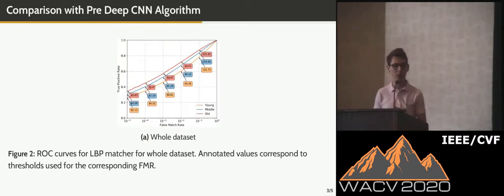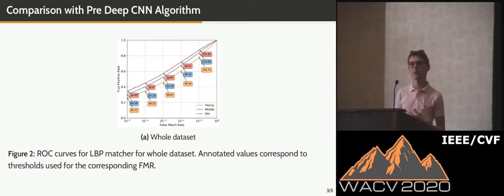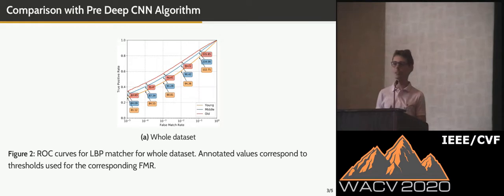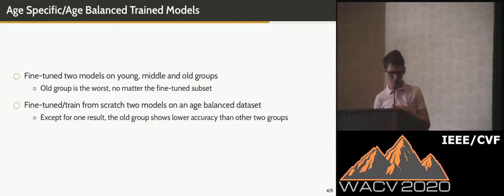Because we couldn't compare with the pre-deep learning data sets that were used, we also ran a traditional LBP matcher on our data set to see if it was the CNNs that were causing this flipped pattern or just the data set itself. We showed that using the LBP matcher, we flip the pattern again. So older people are easier to recognize than middle or young people.